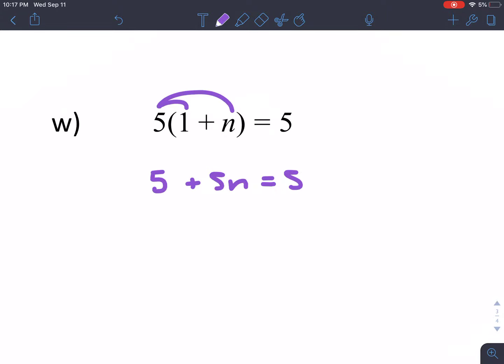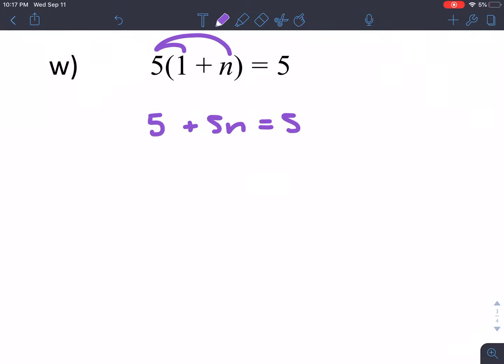Keep in mind, if you ever see distribution in an equation, in this class at least, you're going to want to just go ahead and distribute the number into the parentheses, okay? That is usually going to be the right direction, because once we distribute this, it is a two-step equation that we need to solve. I can subtract 5 from both sides because that is one thing that is keeping the n trapped, I would say. And then 5 minus 5 gives me 0.